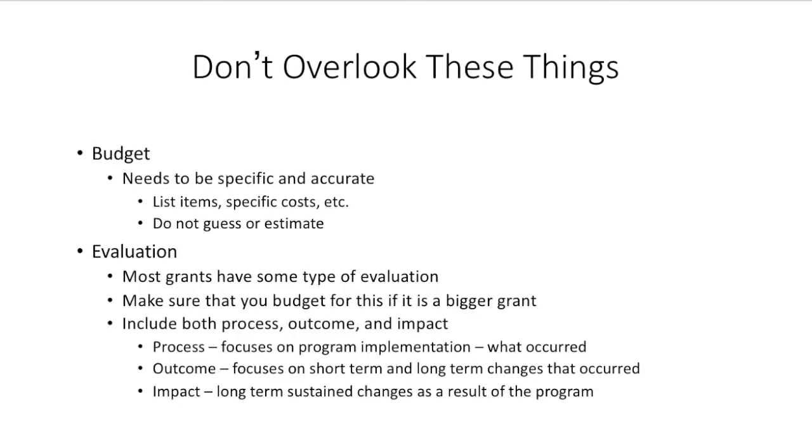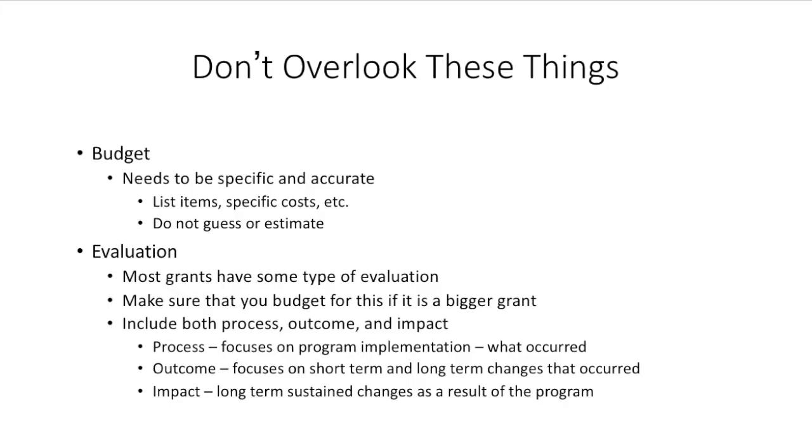So there's a couple of things on grant applications that I want to make sure that you don't overlook. First is about the budget. Your budget really needs to be specific and accurate. You're going to list out all of your items, the specific costs of each item. And it's really important that you don't guess or estimate on this, because that leads to not being able to run your grant as planned.